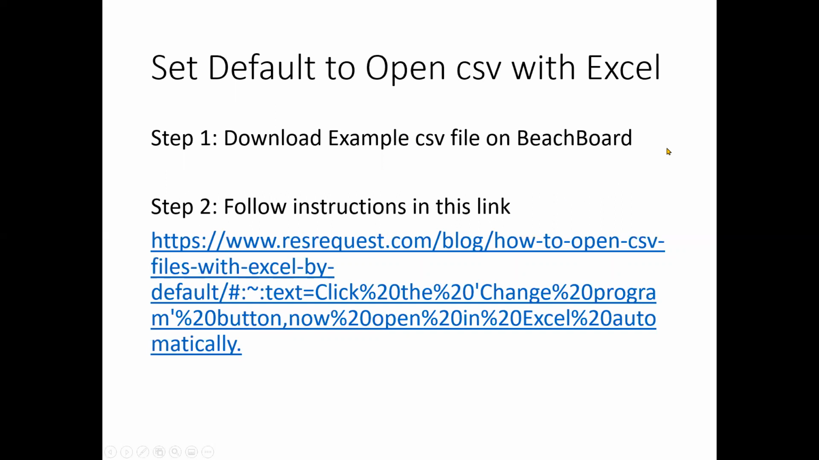These are just steps to help us with making sure our computer opens up CSV files as Excel and not as a Numbers file or anything else or a text file. This usually happens with Mac users. So I have on Beachboard an example CSV that you can download and open. And if it does not open in Excel, then you'll want to click on this link in the PowerPoint that you have available on Beachboard and follow those instructions. And there's instructions for both Macs and PCs in case PC users are also having the same issue.